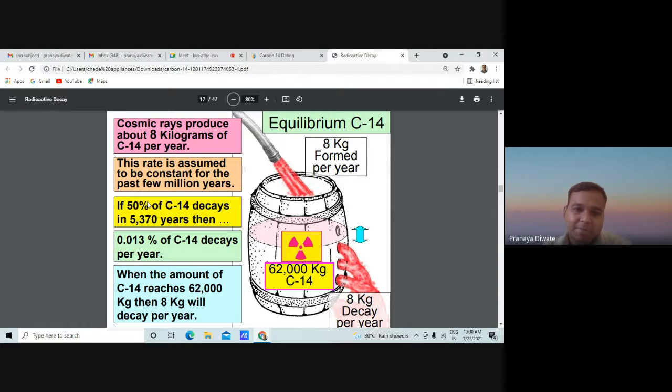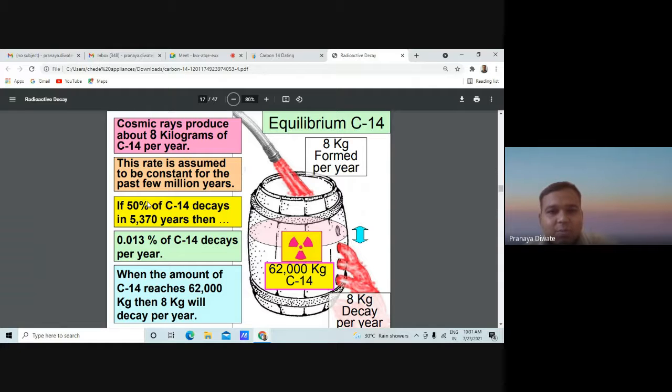If 50% of the C-14 decays in 5,730 years, then 0.013 of C-14 decays per year. When the amount of C-14 reaches 62,000 kg, then 8 kg will decay per year. So this is a simple operation which explains the carbon-14 concepts.